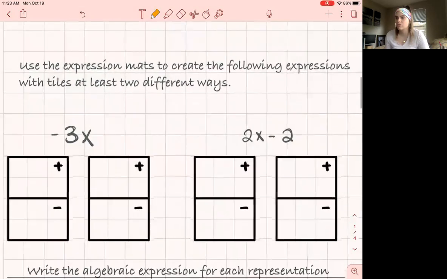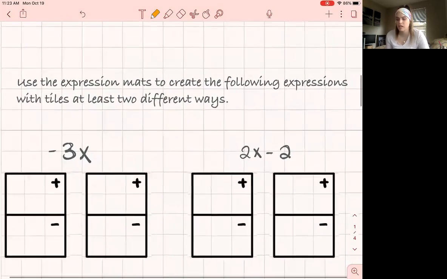Make sure you copy down the directions. We're still on the right side. The directions, as well as basically copy down everything on the screen. The directions and the expression mats. I'll pause and let you do that.